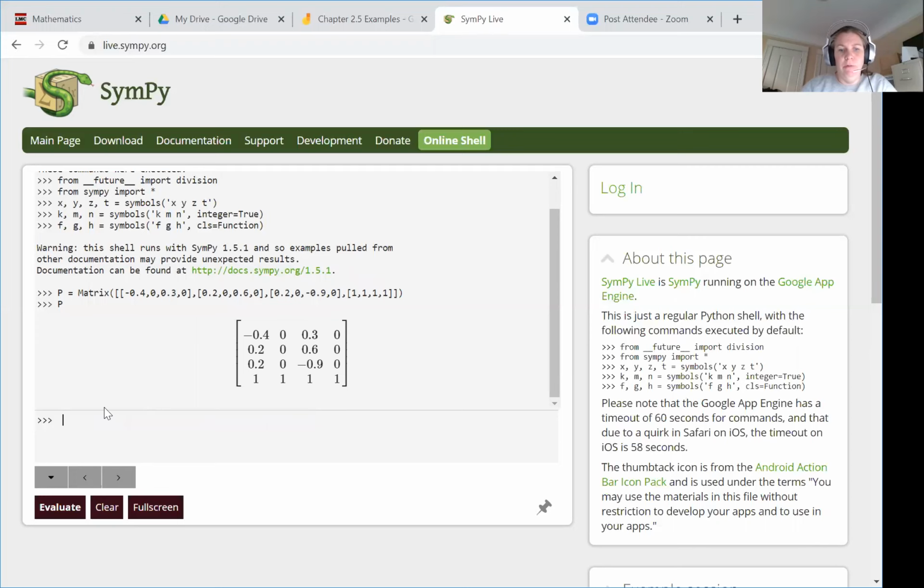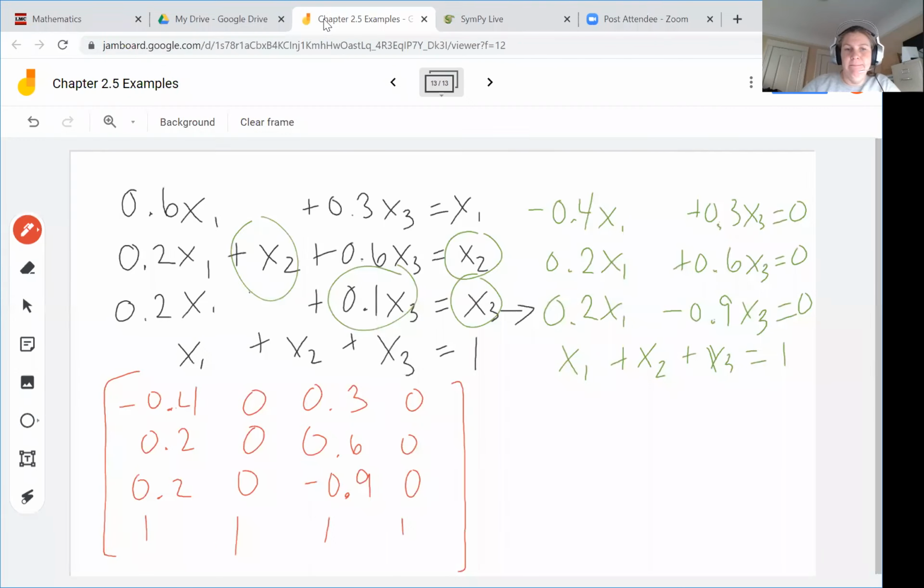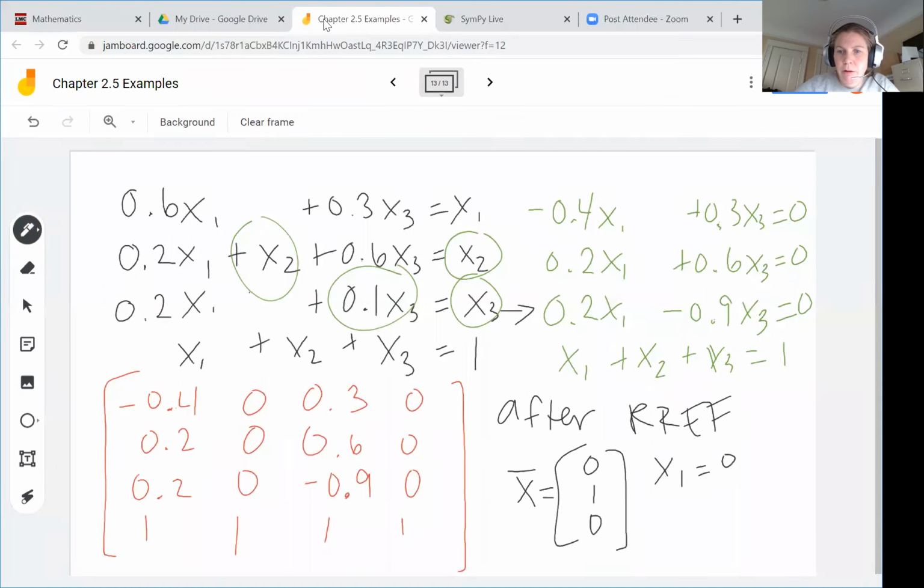And now let's reduce this. So we will do P dot rref, put our function in parentheses here, and then in brackets we'll put our 0. And so we see here are our solutions. So we get 0, 1, 0 as the solutions for x1, x2, and x3, respectively. So after rref, we get x bar equals 0, 1, 0. We can say x1 equals 0, x2 equals 1, and x3 equals 0.